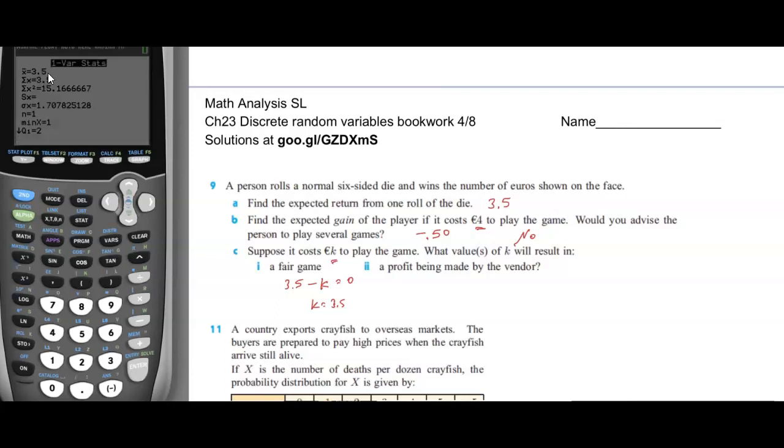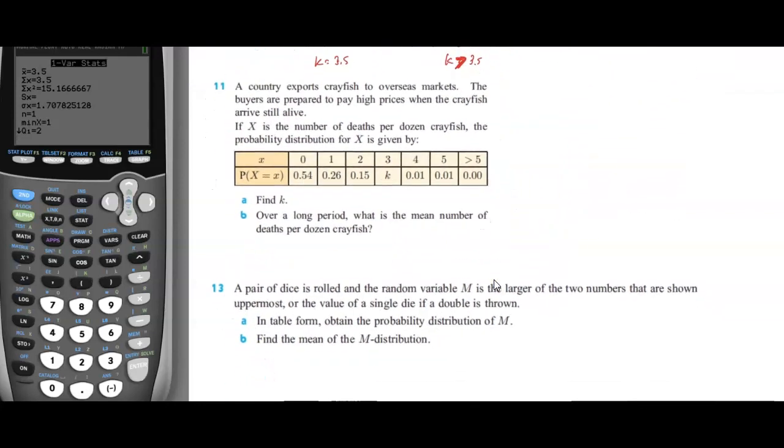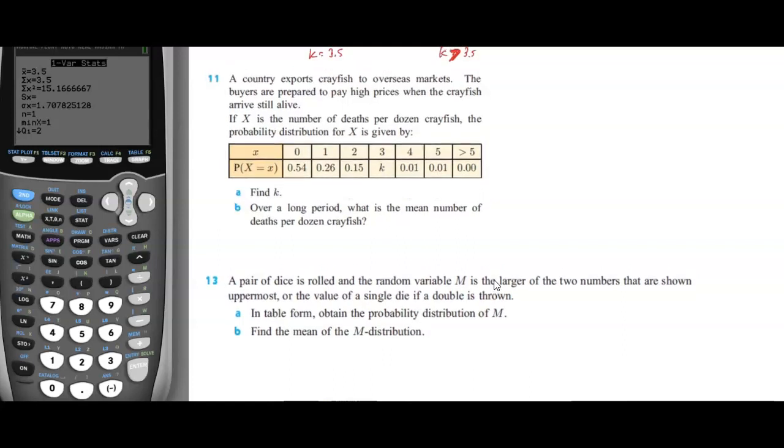What value of k will result in a profit being made by the vendor? Not by the player, by the vendor. So we look at it from the point of view of the vendor. The vendor is getting k for each game, and then he loses 3.5 on average of each game. So we want that to be greater than 0 for it to be a profit. So that would mean k would be greater than 3.5, right? So in order for there to be a profit being made by the vendor, he would have to charge more than 3.5 per game. Okay. That was all just common sense, but it showed how to use the formulas to figure it out.